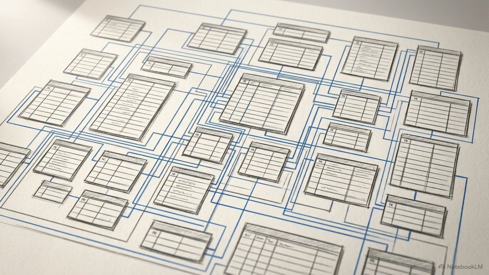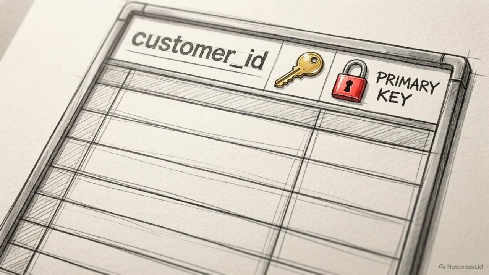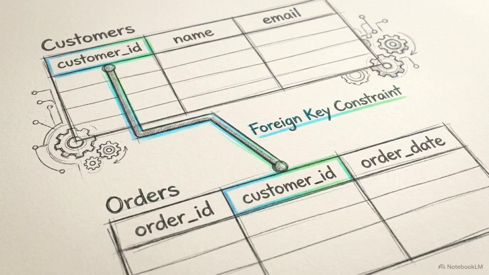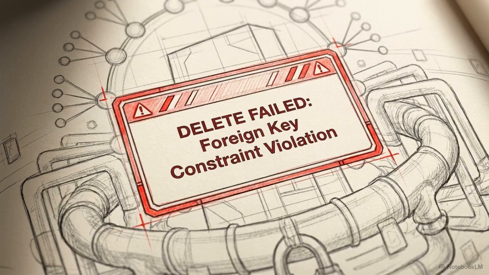That system relies on keys. A primary key provides absolute row identification. It must be entirely unique and cannot contain a null value. A unique key enforces that same uniqueness role, but permits a null state for optional data. Foreign keys act as physical locks between tables. They enforce referential integrity. If an order references a specific customer ID, the engine physically prevents you from deleting that customer until the dependent order is handled.